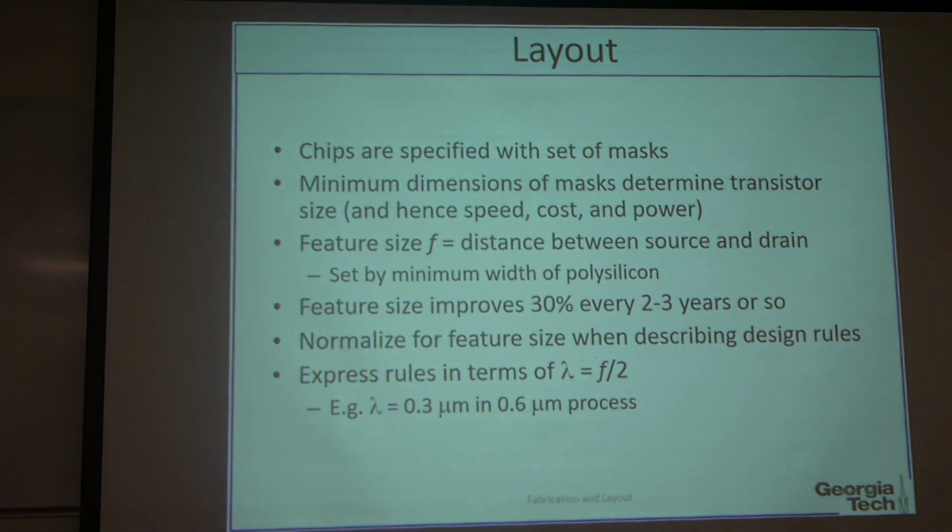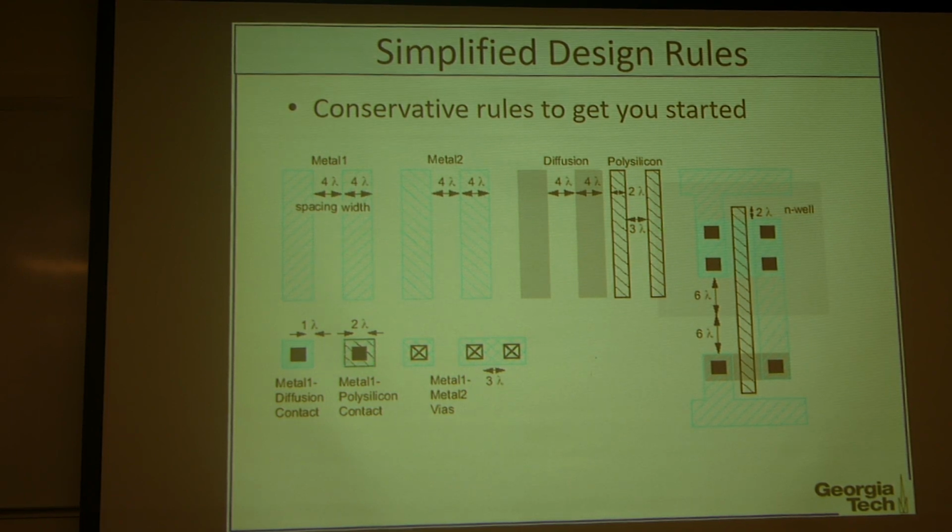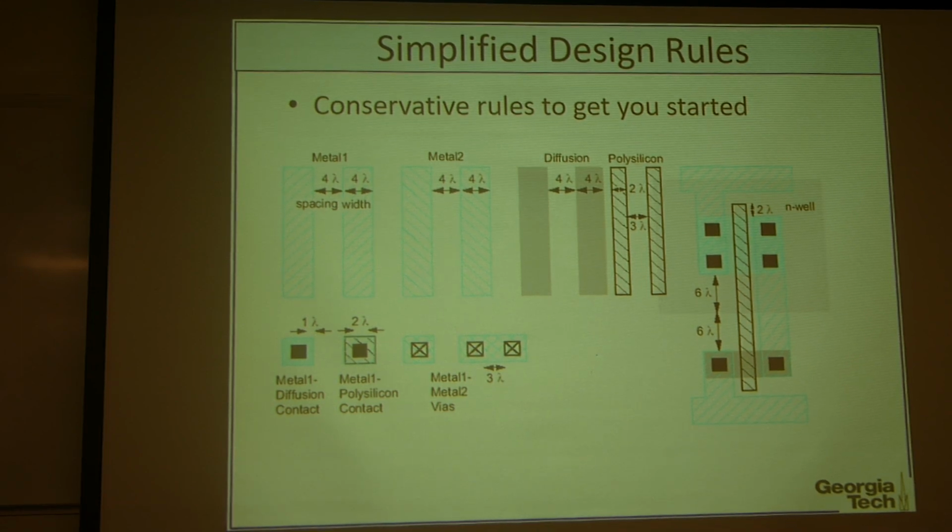We can also normalize the feature size when describing these design rules by dividing the feature size by 2, and we get lambda. We use this lambda to define many kinds of mask sets we need to have, like here. These are some conservative rules to make a mask. They could be a little different from company to company, but they are pretty reliable design rules that have been used for decades.